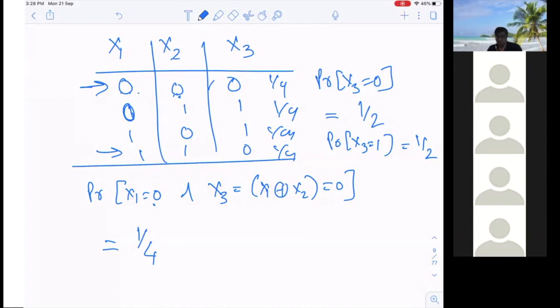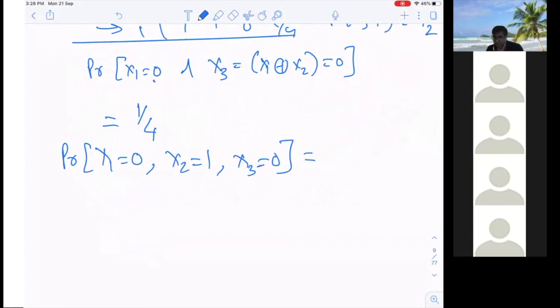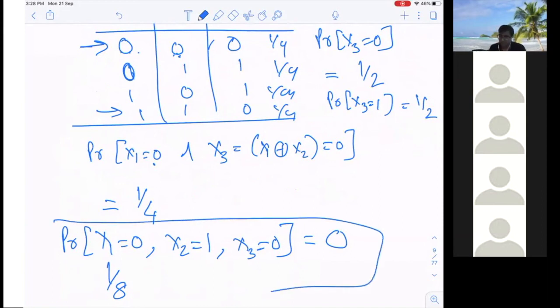So what did we see? You can try all other things, but suppose I asked you, what is the probability that x1 is 0, x2 is 1, and x3 is 0? Can this happen? This is 0, right? But if they were independent, this should have been 1/8. So they are definitely not independent, right? I have exhibited a value for which the product of probabilities is not the same as the probability itself. So while these guys are pairwise independent, they are not fully independent.